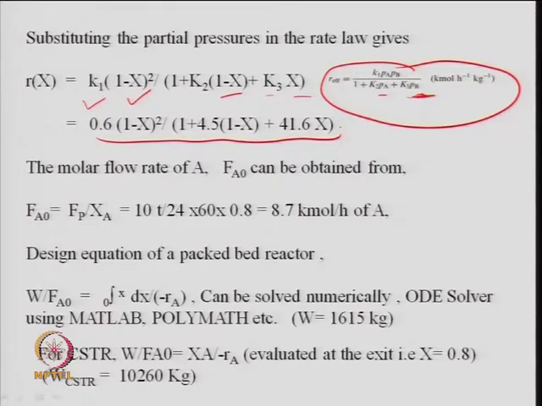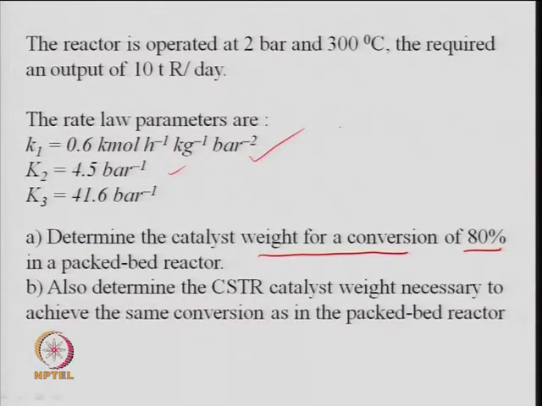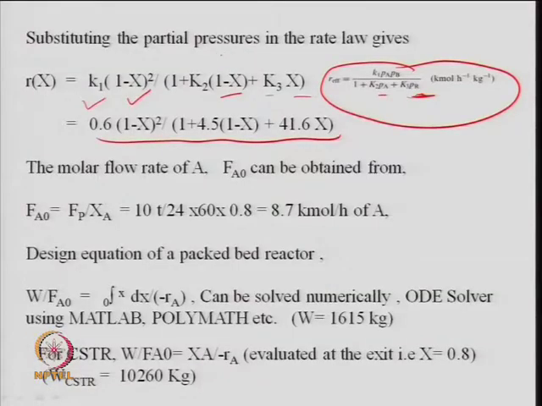Now F A naught is the molar feed rate of A, and the production desired, as mentioned here, is 10 ton of R per day. So, 10 ton of R per day is to be produced. In reactor design, to produce 10 ton of R, how many moles of A are required to achieve a given conversion level, one can find out. So, if the conversion desired is x, then F P, the product desired, 10 ton, divided by x will be the moles of A which is to be fed.